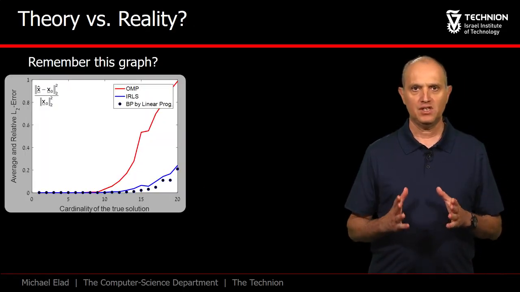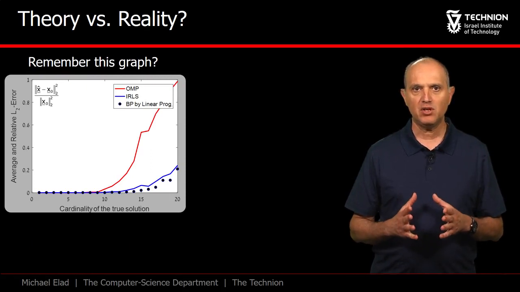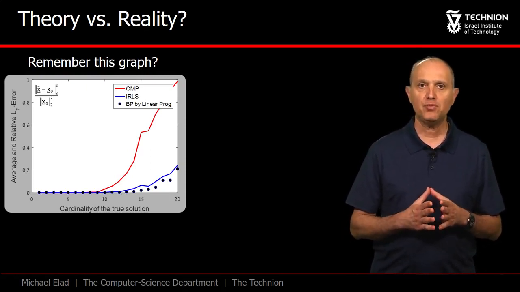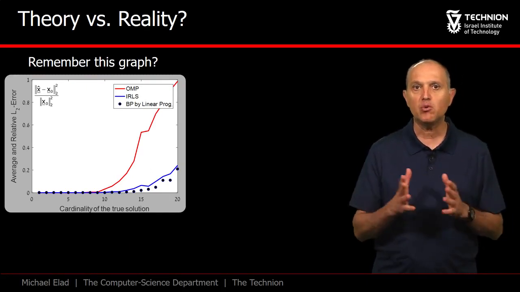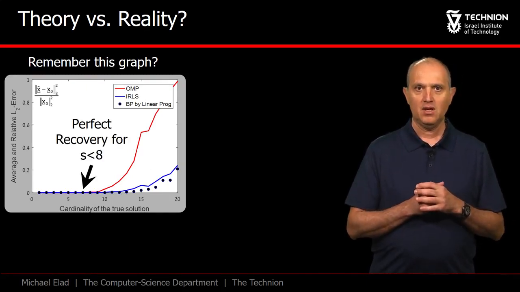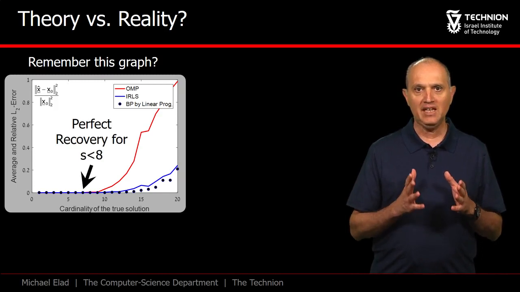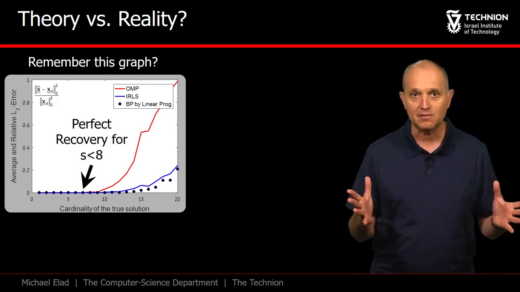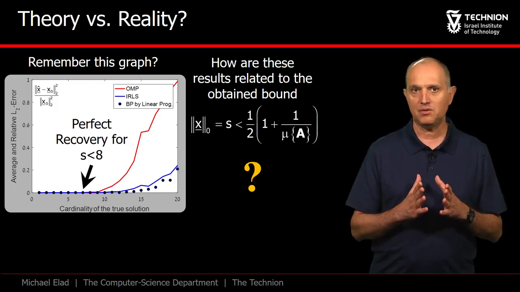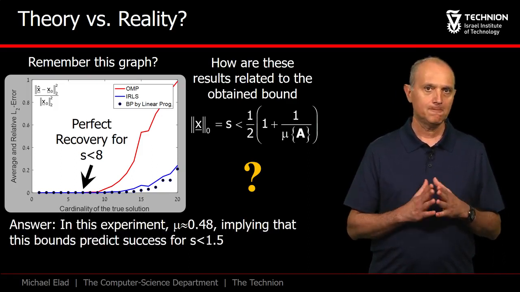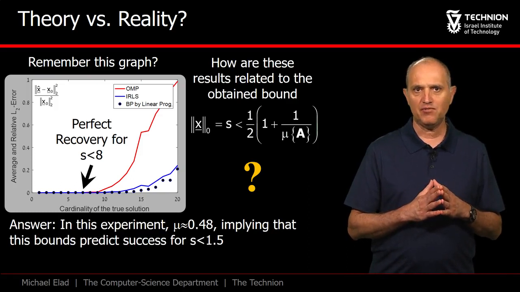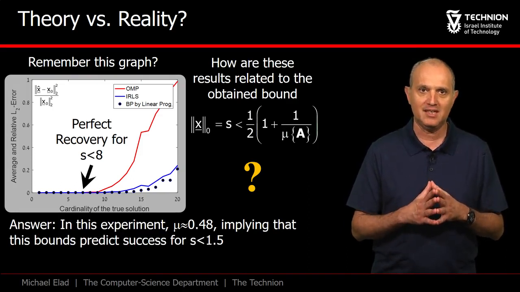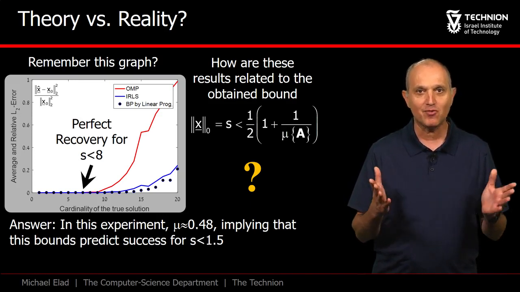One last word is in order. Let's return to the experiments we presented earlier on the OMP and the basis pursuit, and explore the relation between the actual behavior and these equivalence bounds. We see that OMP and basis pursuit lead to a perfect recovery of the sparse solution for S smaller than 8. What does theory have to say about this? Well, the mutual coherence in this specific experiment was 0.48, implying that the theory predicts success for S smaller than 1.5.